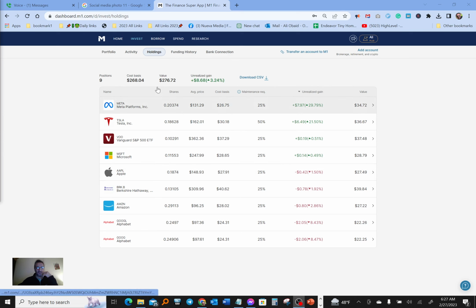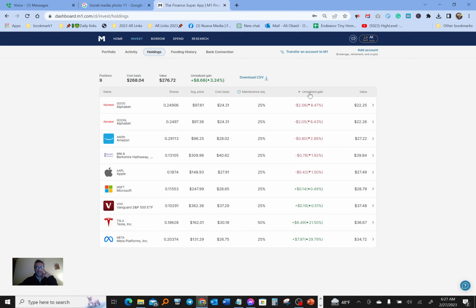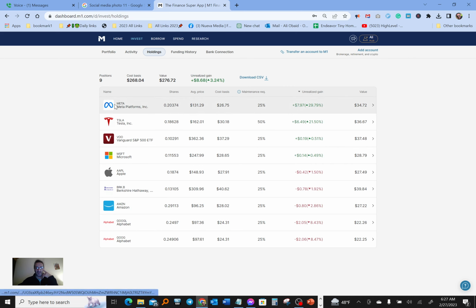So if we come down here, if we go under holdings and click on unrealized gain, you could basically see what is your best performer. We could see Meta is doing really well, followed by Tesla, and then my only ETF that I have, which is Vanguard ETF. Those are my top three, and then the bottom one is Microsoft.